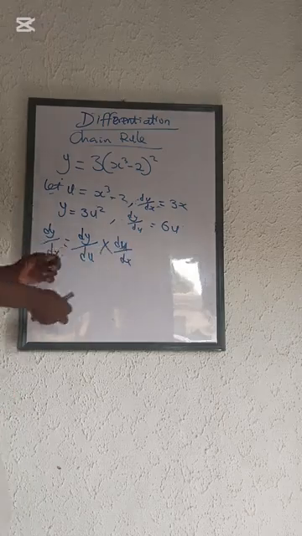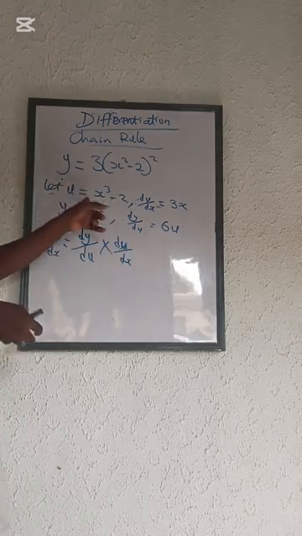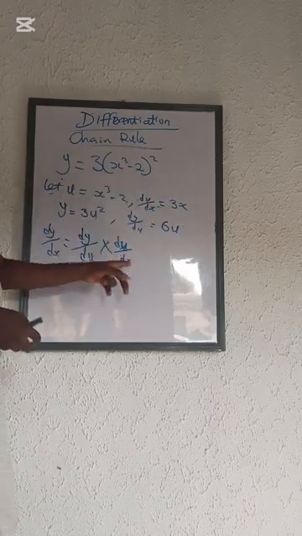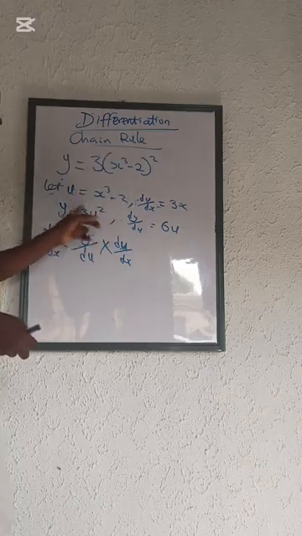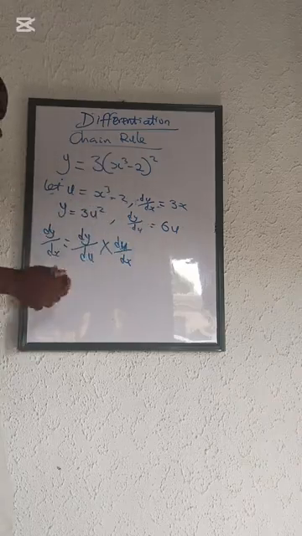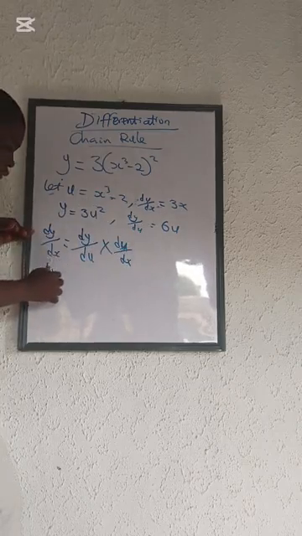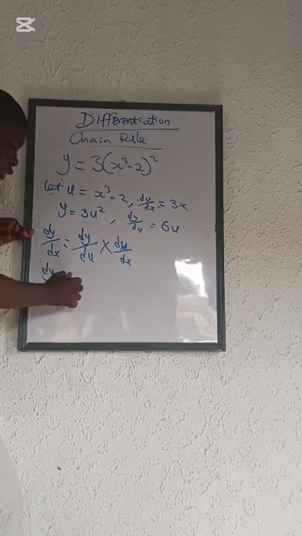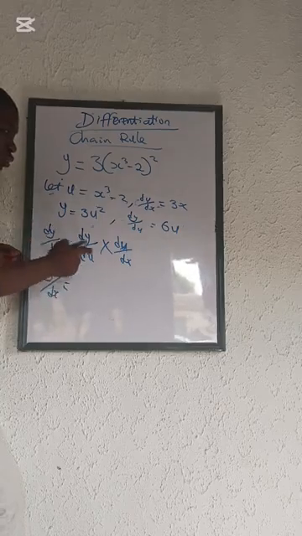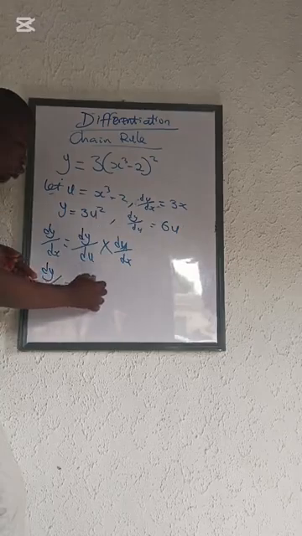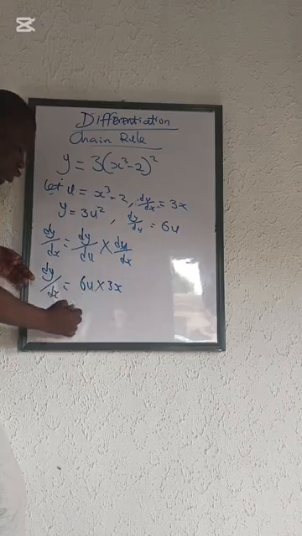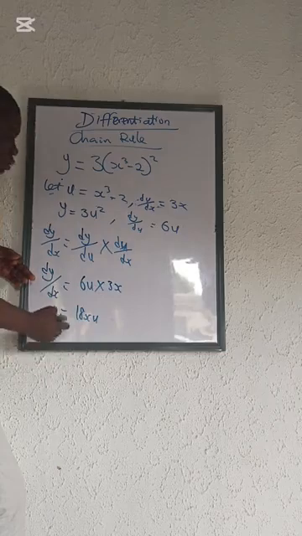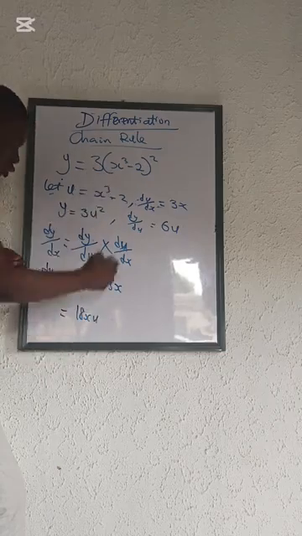But we have to separate it because we introduce u and we have what? du dx. And when we introduce u, this one became y equals to what? 3u squared, and we had our what? dy du. So your dy dx is equals to, what is your dy du? Your dy du is what? 6u multiplied by your du dx 3x. So we have what? 18xu. I remember our u is what? This.